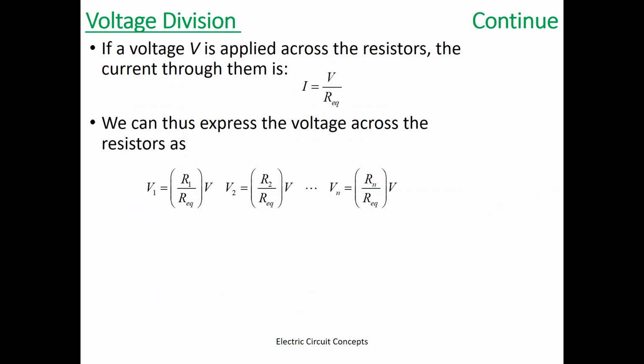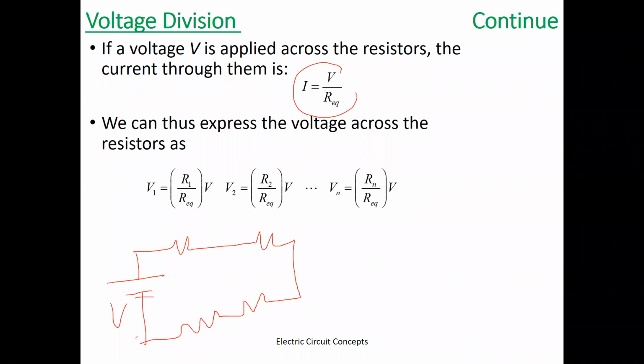Okay, voltage division. If a voltage V is applied across the resistors, the current through them is equal to V over R. If V is the supply voltage and there are resistors R1, R2, R3, up to Rn, we add all the resistances, so I is equal to V over R equivalent.